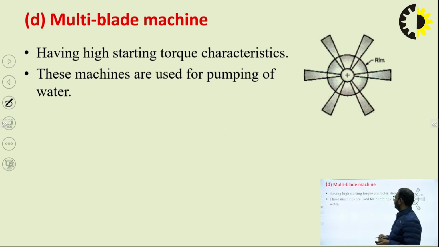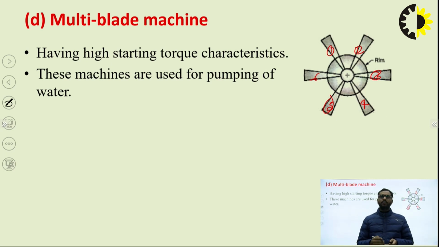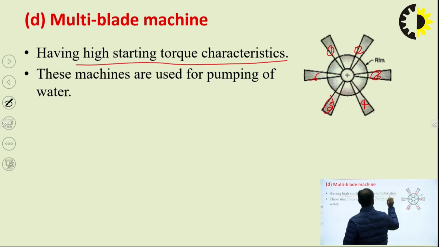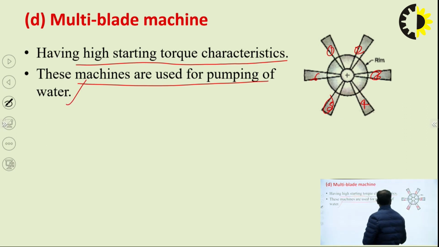And then another one is multi-blade machine. Here there are a number of blades, blade number 1, 2, 3, 4, 5 and 6. So we can say that if the number of blades is more than 3, it is called a multi-blade machine. Having high starting torque characteristics, these machines are used for pumping of water. So this type of machine can be used for pumping of water, and this type of machine requires high starting torque.